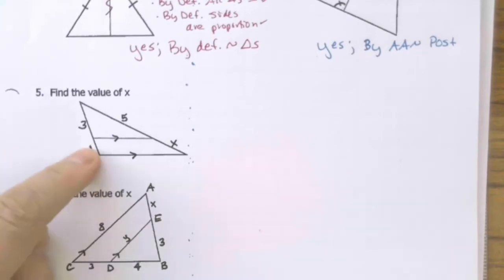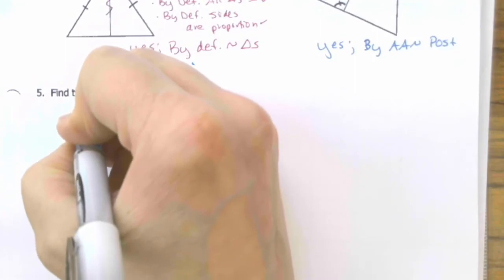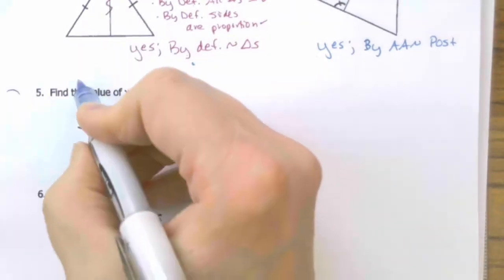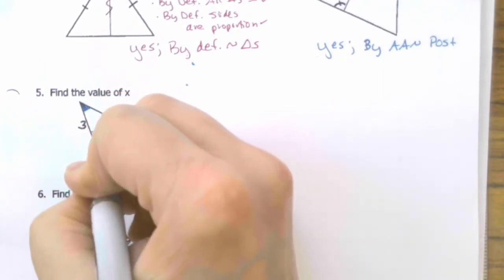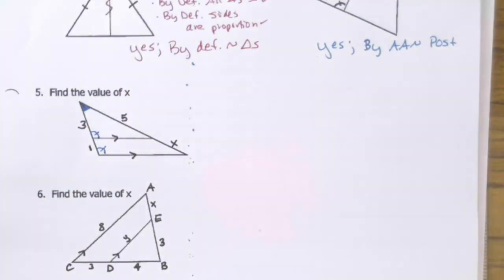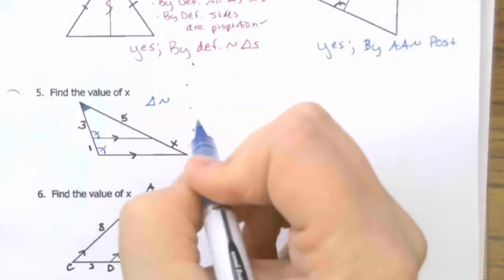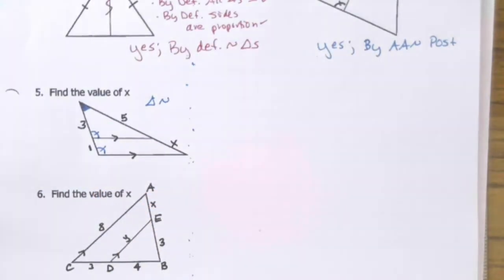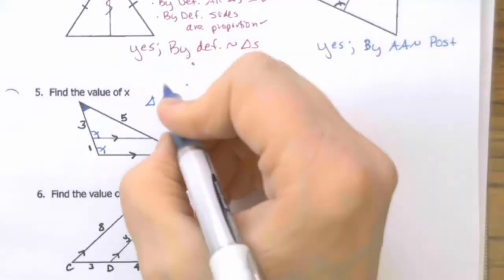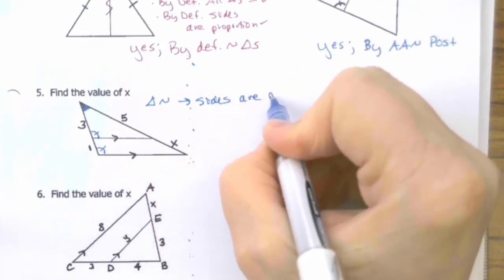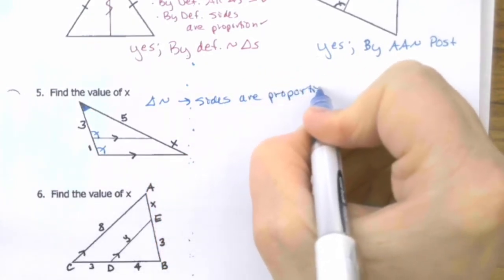All right, so this problem looks a lot like number 1. We know that the 2 triangles share an angle. We also know that with 2 angles cut by a transversal, corresponding angles are congruent. So we already know that the triangles are similar. All right, this allows us to set up a proportion for the sides, because if the triangles are similar, the sides are proportional.